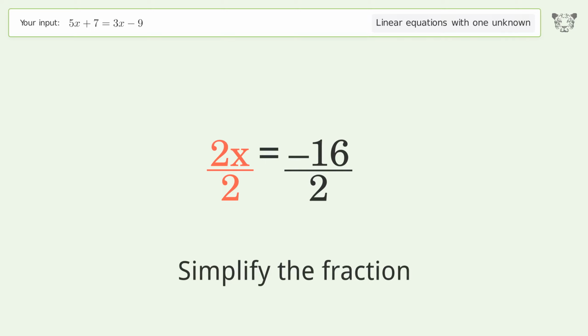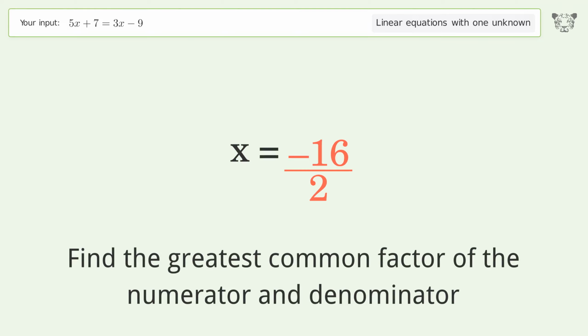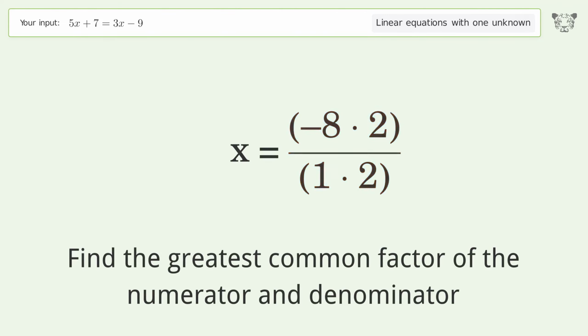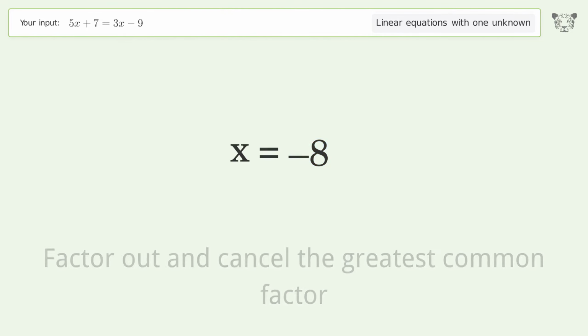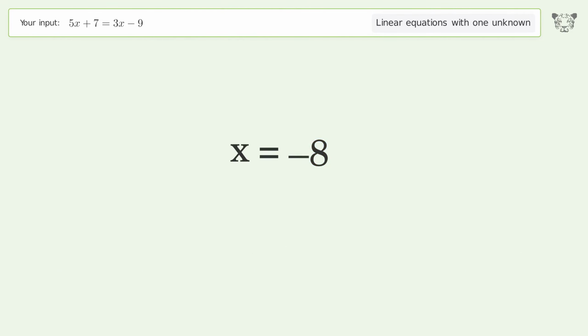Simplify the fraction. Find the greatest common factor of the numerator and denominator. Factor out and cancel the greatest common factor. And so the final result is x equals -8.